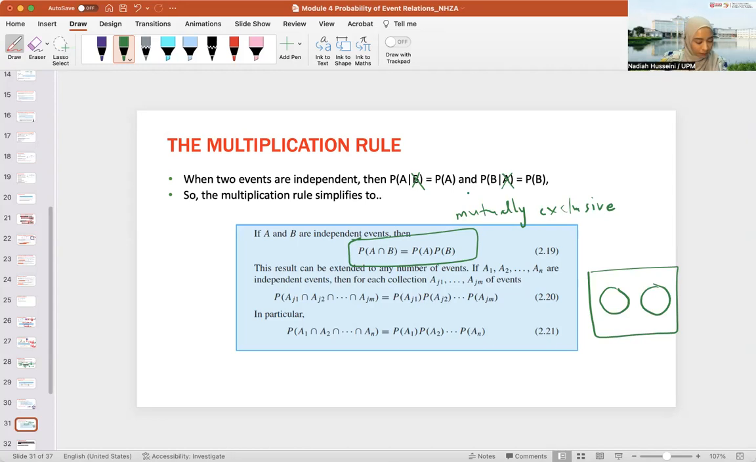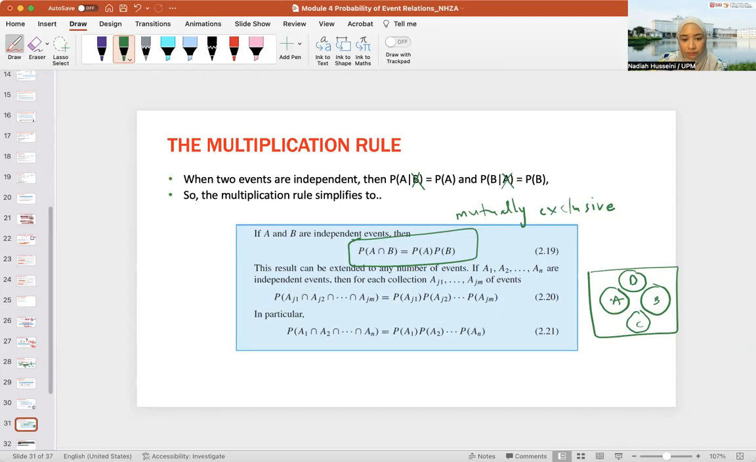P(A) multiplied with P(B). Okay, so this result can be extended to any number of events. Let's say you have more than two. You have A, B, C, D. Oops, that one is overlapping, so it's not mutually exclusive. So this is D, A, B, C, D. They are all mutually exclusive or they are all independent of each other, meaning I want to find out the probability of A occurring given D is still P(A). I want to find out the probability of C given B. It is still the probability of C because they don't overlap. They don't affect my other events.